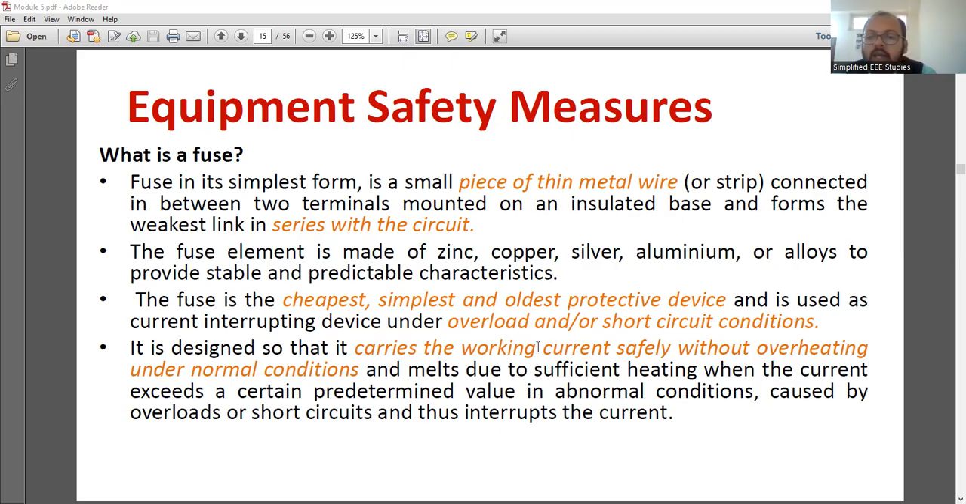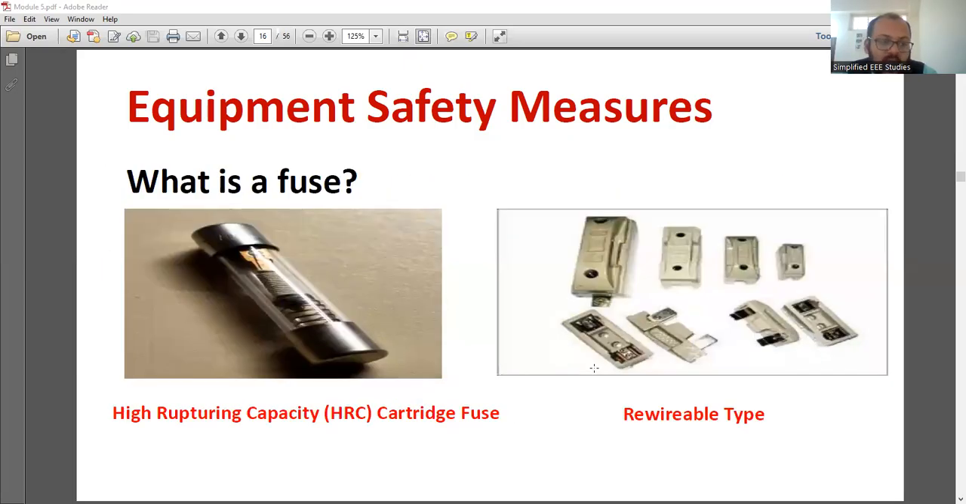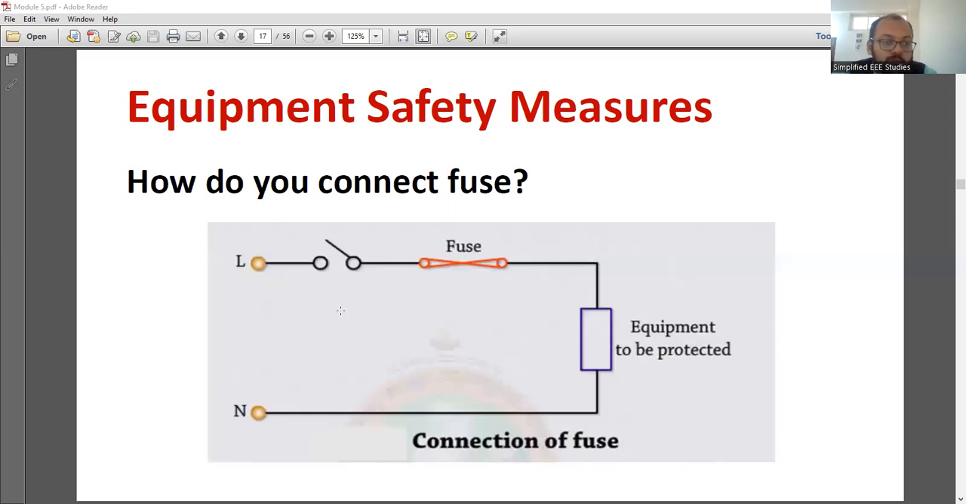It protects the load or circuit against overload. And we need to consider the fusing factor. There are different varieties of fuse. This is the way the fuse is going to be connected. As you can observe, the fuse will always be connected in series to the load. This point also you have to remember. These are the things.